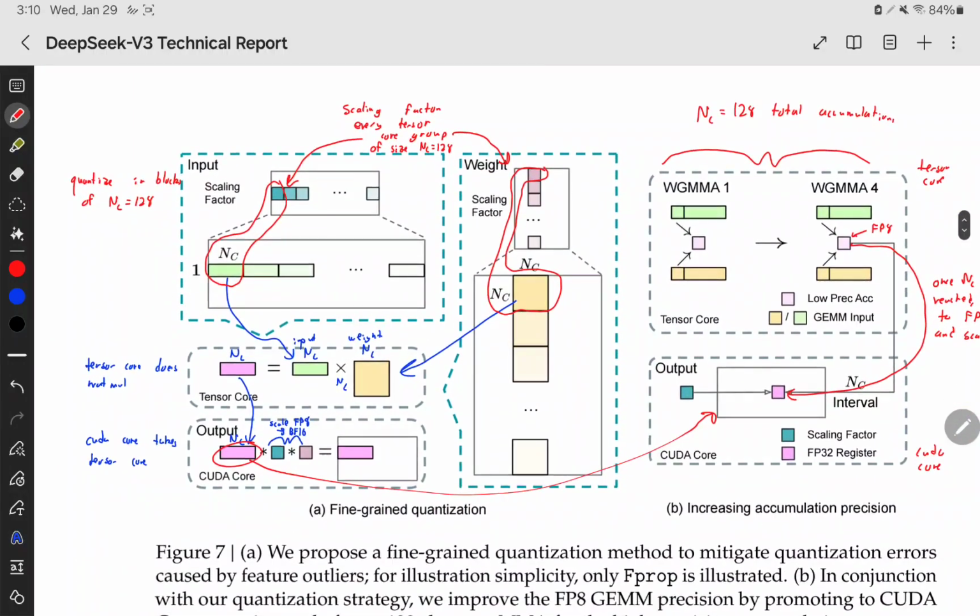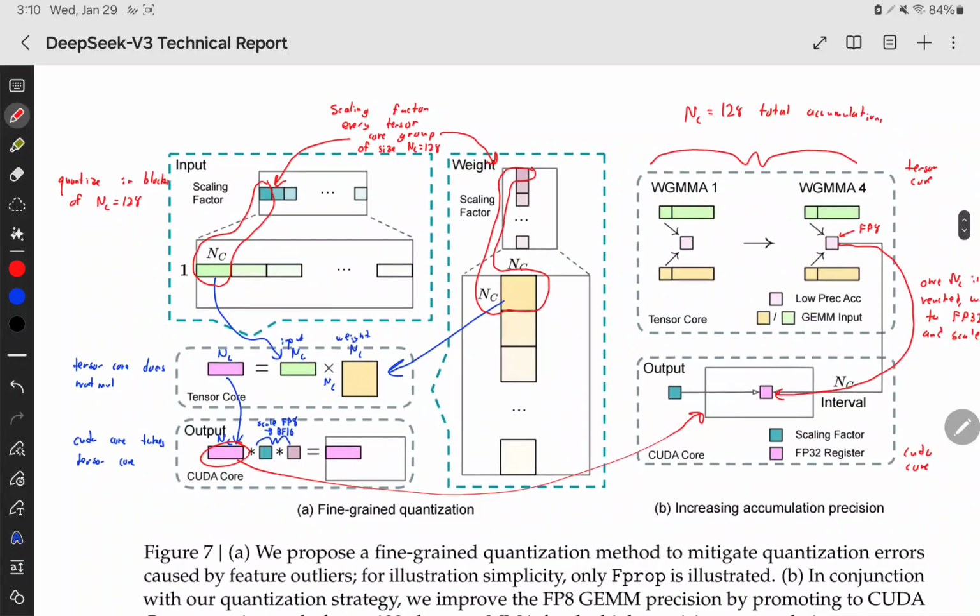So this is a diagram here explaining how they do this floating point 8 computation, which is, as you would expect, floating point 8 using tiling. And I'll talk about the sum over here. They have tensor core versus CUDA core. I'm familiar with those.